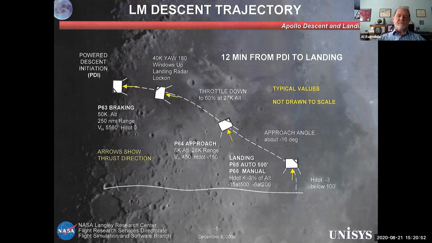For every click up, it changed it by 1 foot per second, every click down. So you're supposed to be 15 feet per second at 500, 6 at 200, 3 at 100, and then hold 3 until you landed. That was what was planned. That was not what happened.